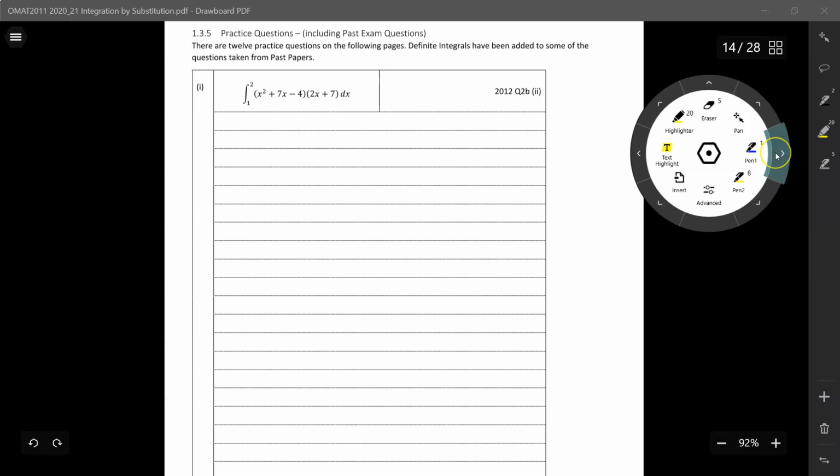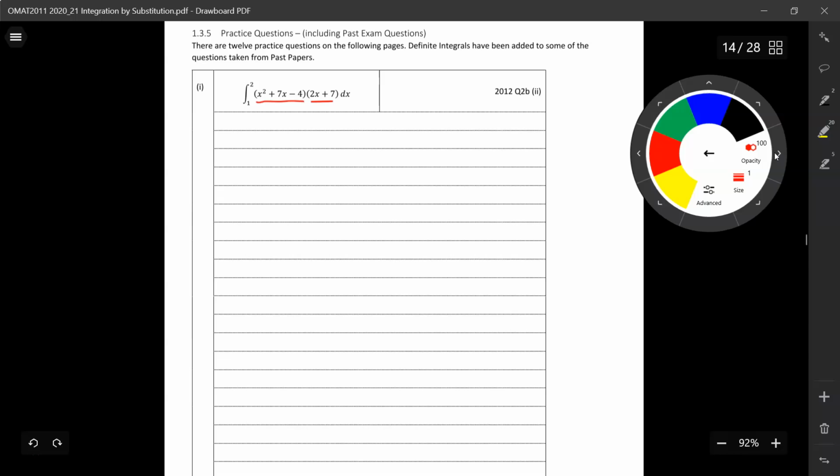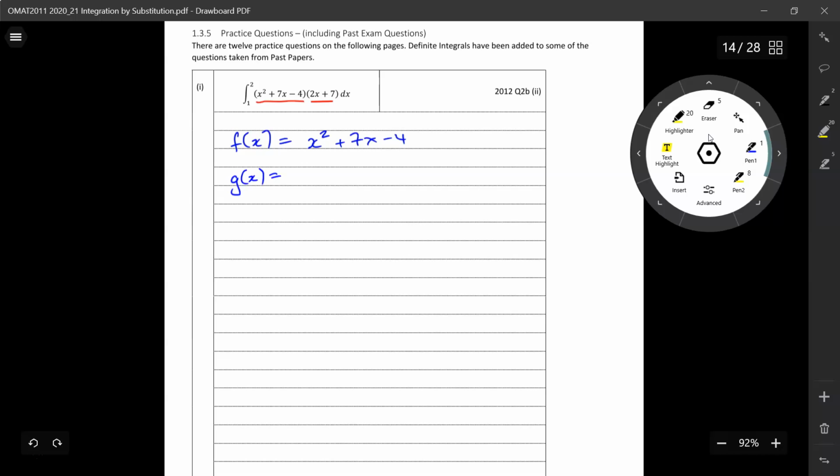In this particular example, we have a function x squared plus 7x minus 4, and we have a smaller function here, 2x plus 7. So the first thing we do is we let f of x equal to the function with the higher power, so that's equal to x squared plus 7x minus 4. Then we let g of x equal to the other function.